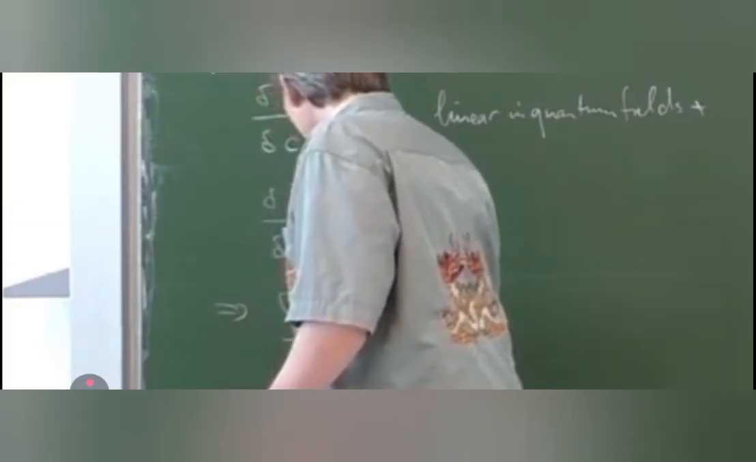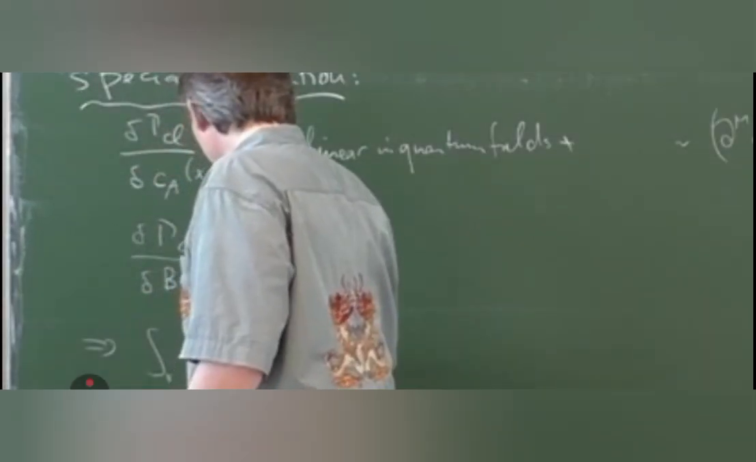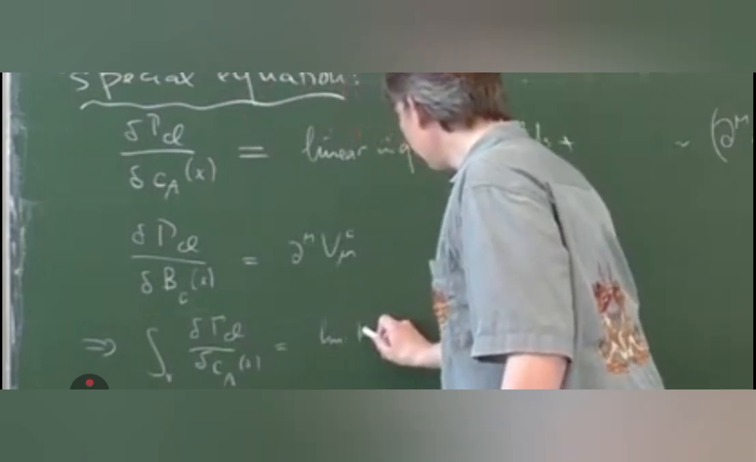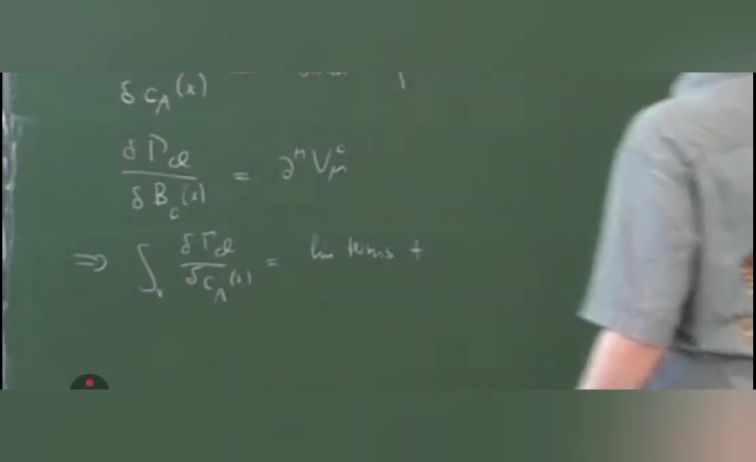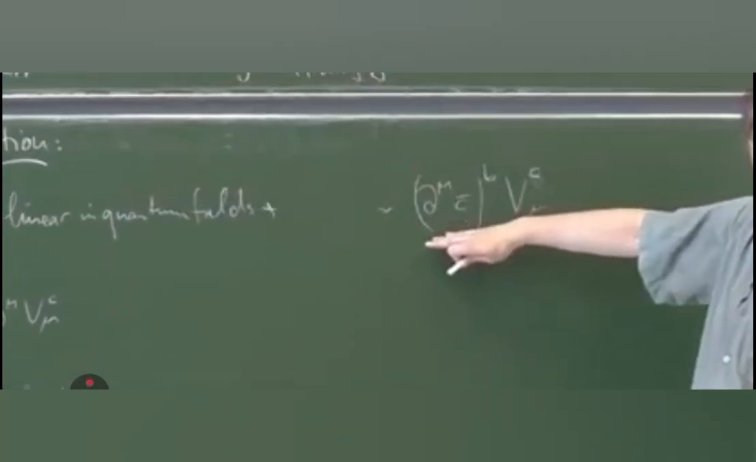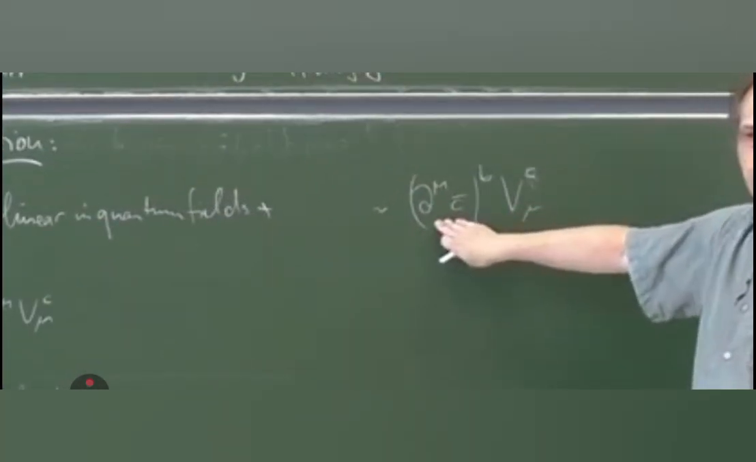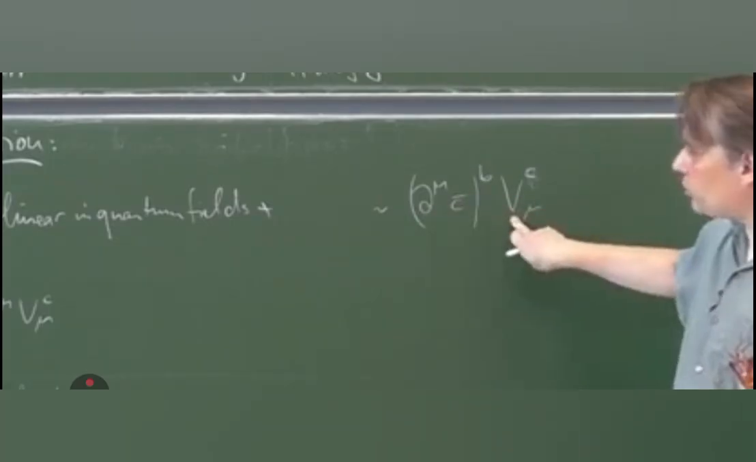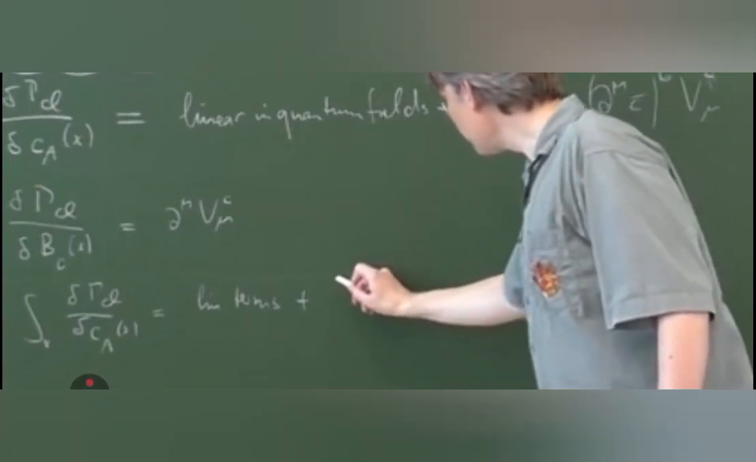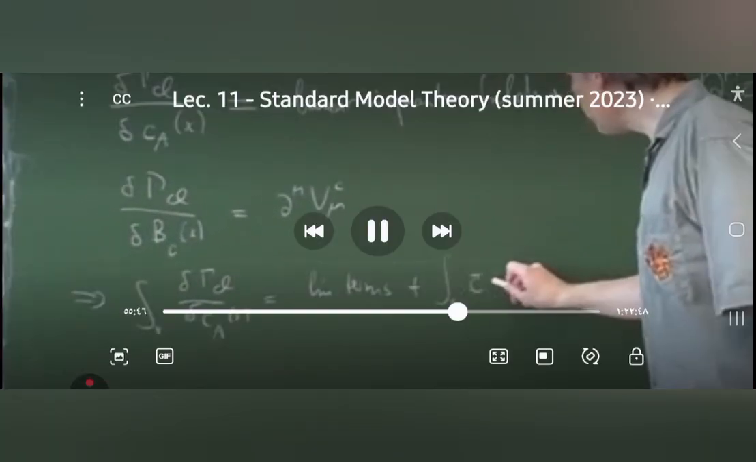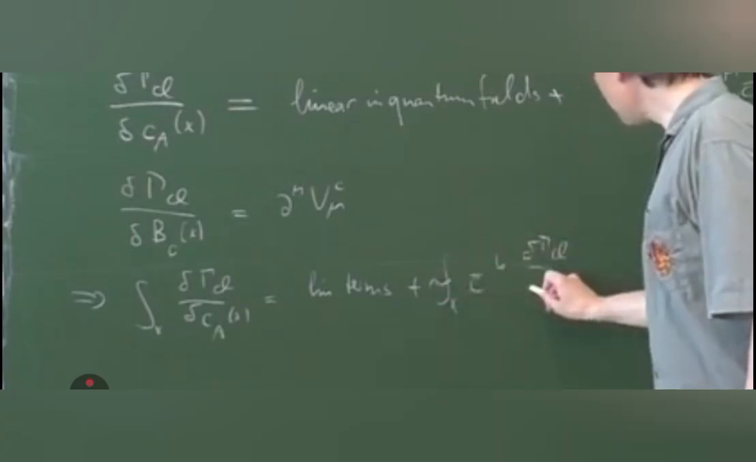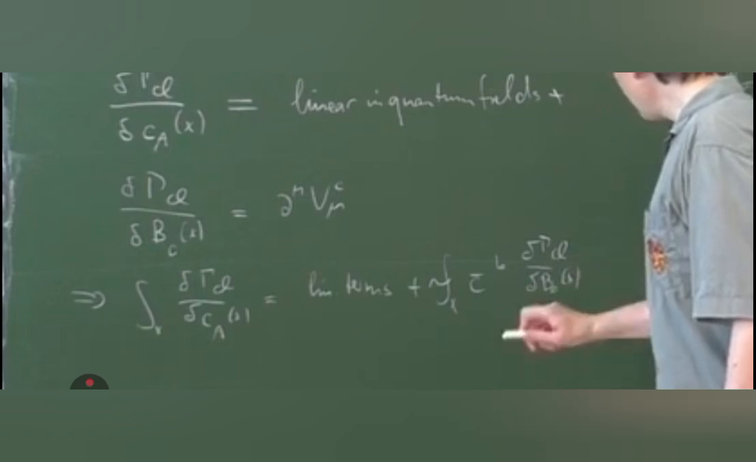If we take the x integral of the gamma classical with respect to CA of x, then these are linear terms plus a nonlinear term, but if we take the integral over x, then in this term we can do partial integration, and then the derivative acts on the v. Then we have here d mu v mu, which we can write as that derivative. So therefore we have then an x integral times c bar with some index times derivative of gamma classical with respect to bc of x.